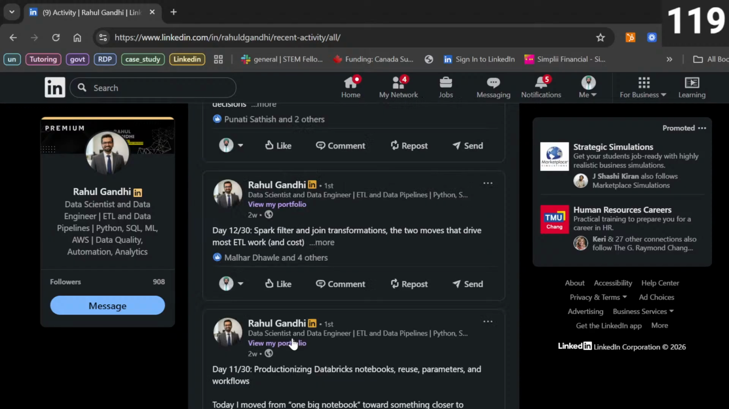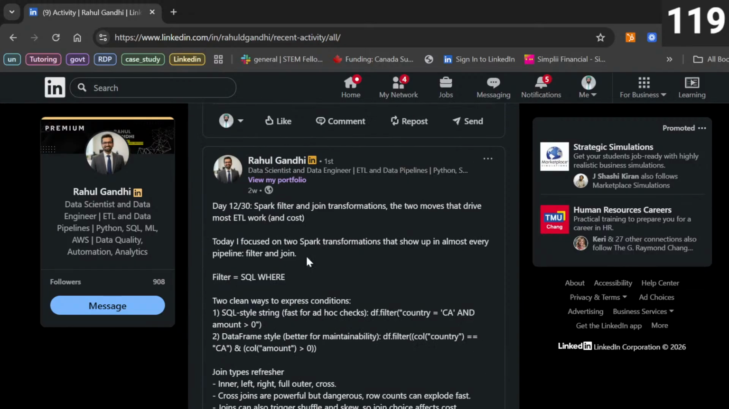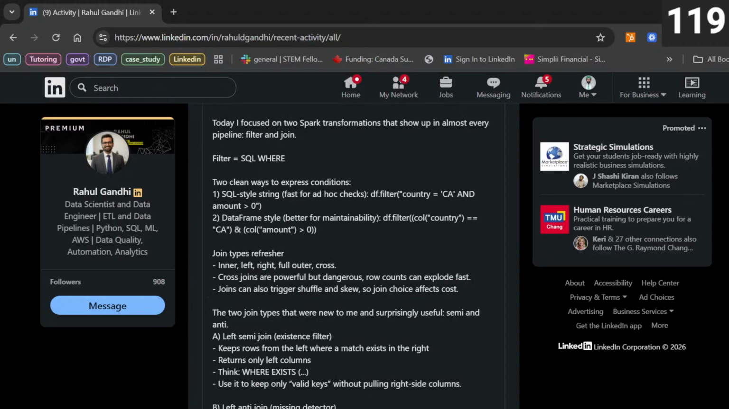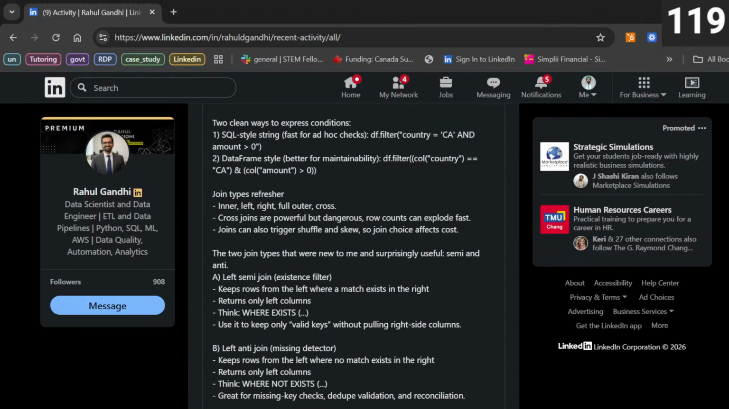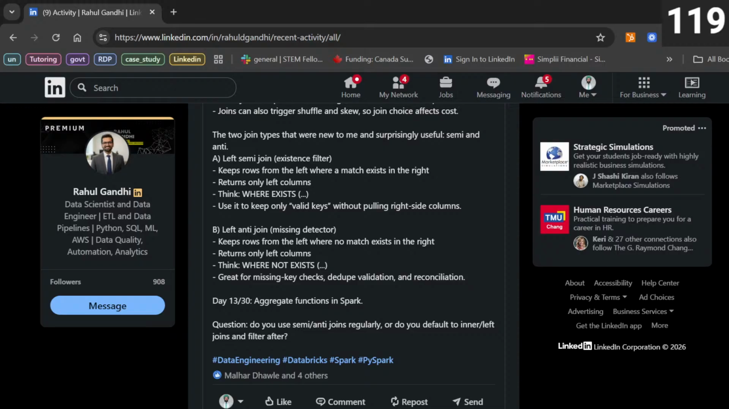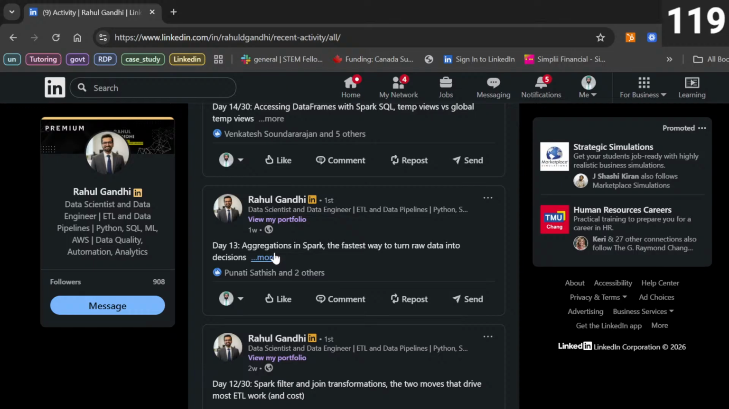Okay, what's on day 12? Spark filter and join transformations. These are two Spark transformations in almost every pipeline. Filter: SQL WHERE, SQL-style string, or DataFrame style, which is better for maintainability. Join types refresher: cross joins. Okay. Two join types left: left join keeps rows from the left where a match exists on the right. Okay. Left anti join.